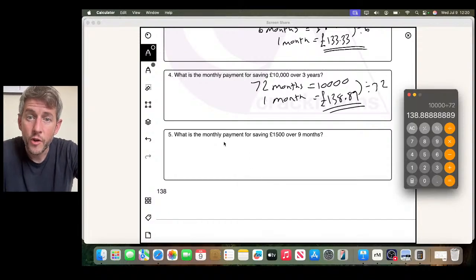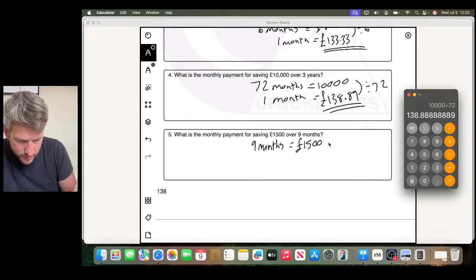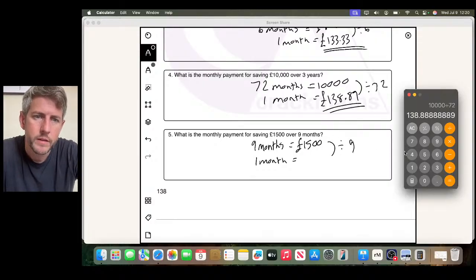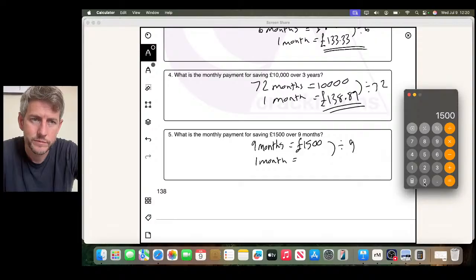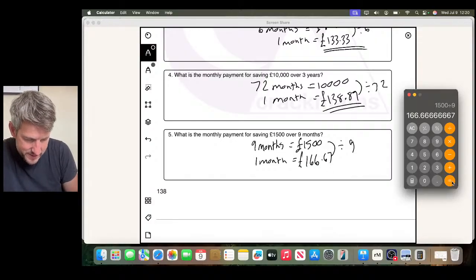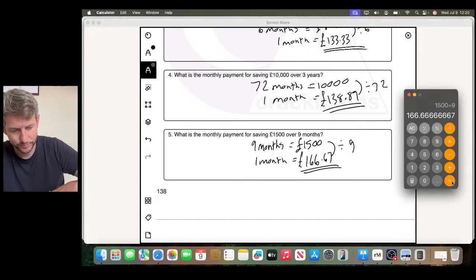And then lastly, what is the monthly payment for saving £15,000 over 9 months? So 9 months equals £15,000. And then 1 month will equal 15,000 divided by 9. So we'll do that on the calculator. Is it going to be nice? No. So that's £166.67 per month. Okay, so let's get these marked.